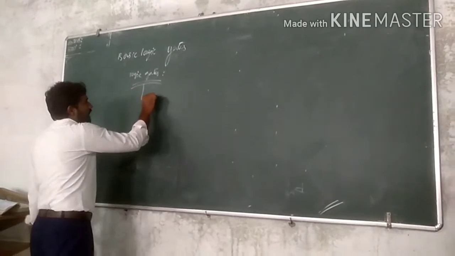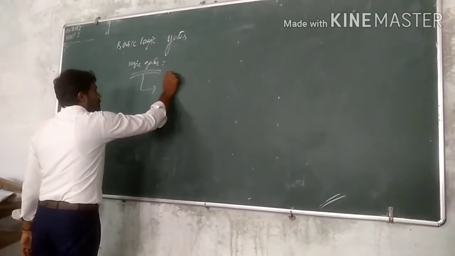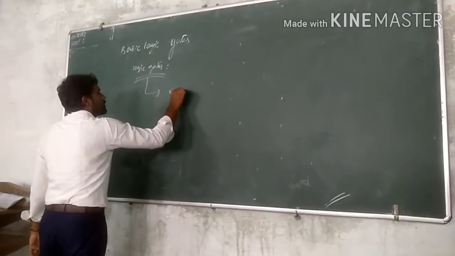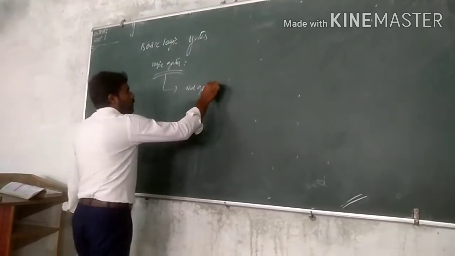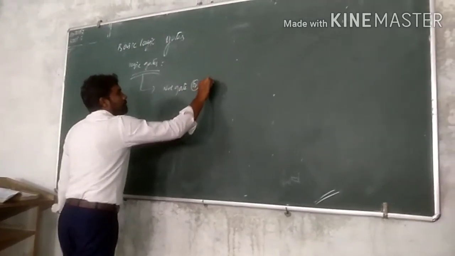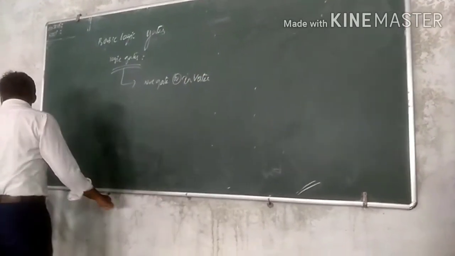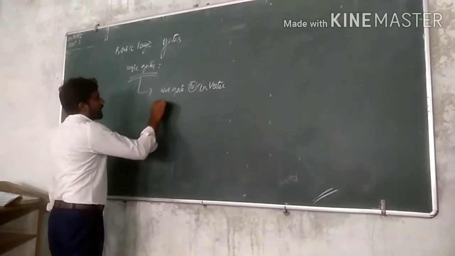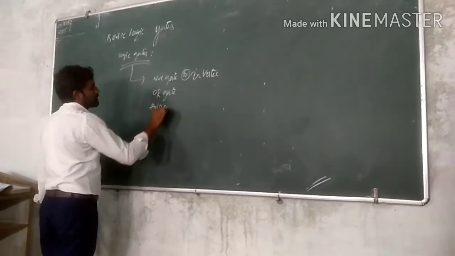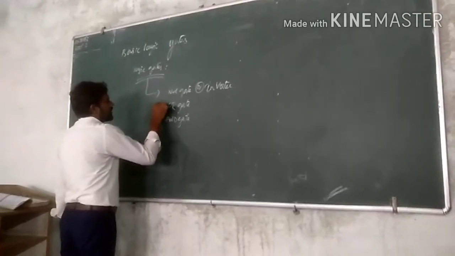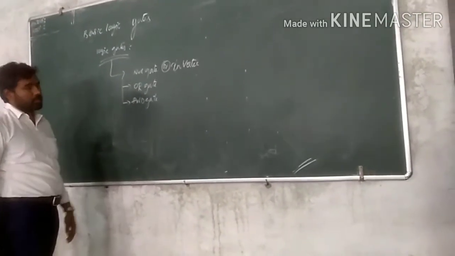Generally the logic gates are of three types. One is the NOT gate, or sometimes we say it is an inverter. Second one is the OR gate and the AND gate. These are the three types of gates present in the basic logic gates.